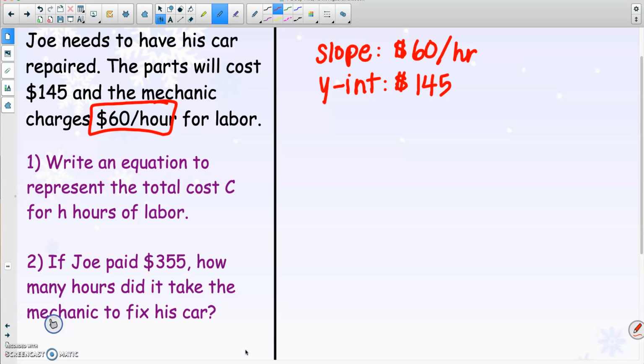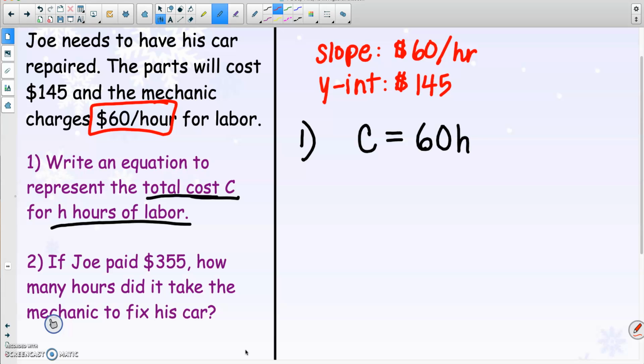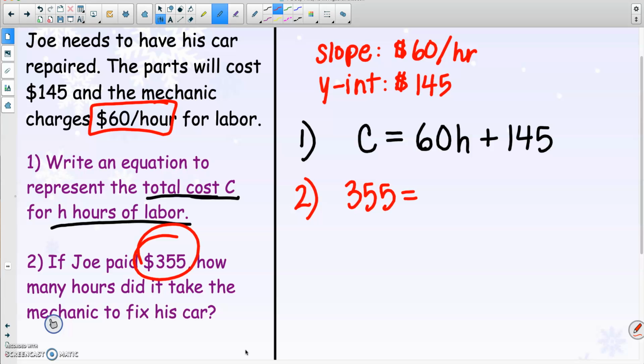So for number 1, if I write an equation to represent the total cost C for H hours of labor, I'm going to need C equals H hours of labor. So that's going to be 60H plus 145, the y-intercept. Now, part 2 says if Joe paid $355, how many hours did it take the mechanic to fix his car? Well, $355 is my total cost. So here is the equation that I'm going to be solving. So $355 equals 60H plus 145.